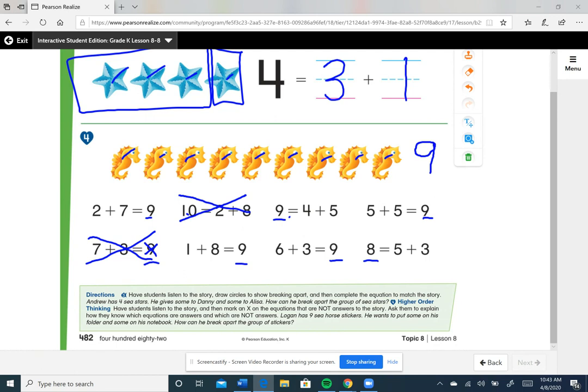And then I want you to circle all the ones that show ways to make 9. All right, this might be tricky, but guess what? I know we can do it. We just got to really use our brains and think about it, okay?